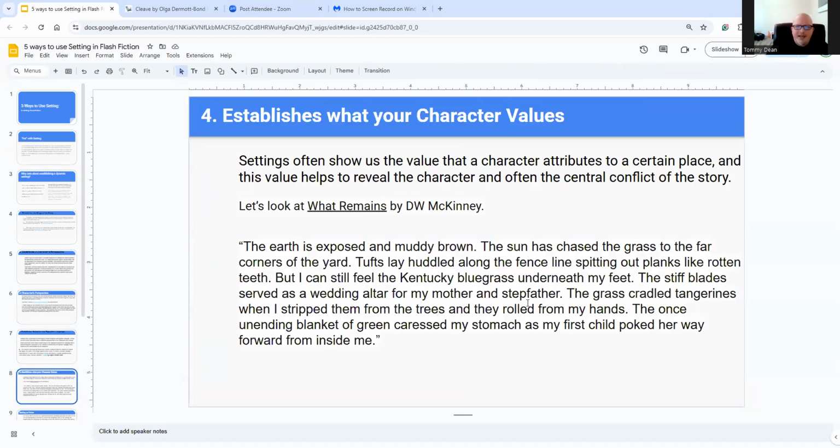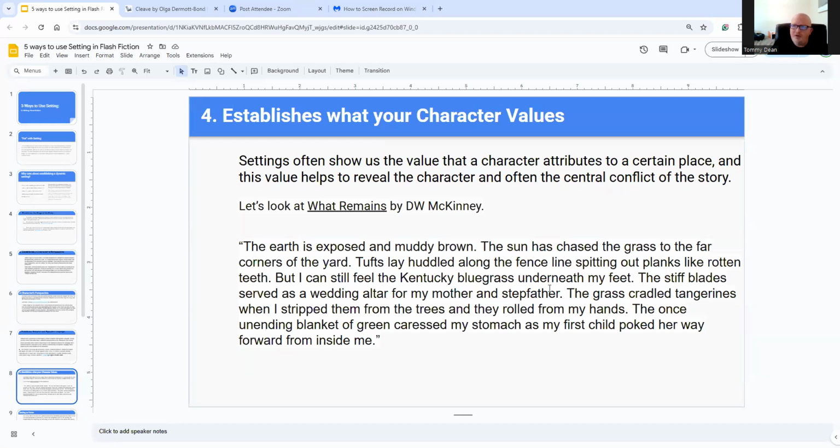Number four, setting can establish what your character values. There is this idea, and I think it's a good one, that the more that we write about something or the more that we focus on something, the more the writer or the main character, in this case, if it's through their perspective, is showing that they value it.